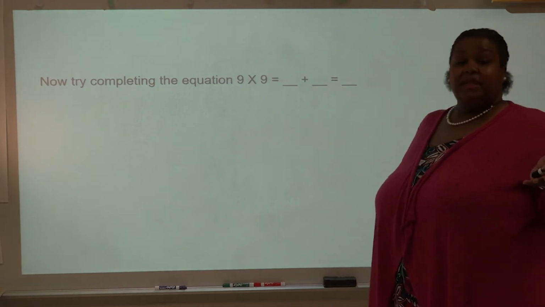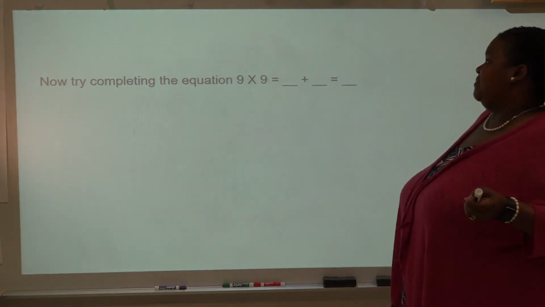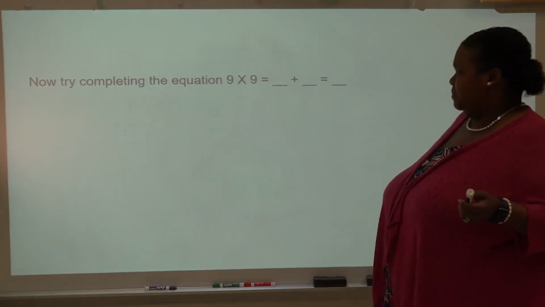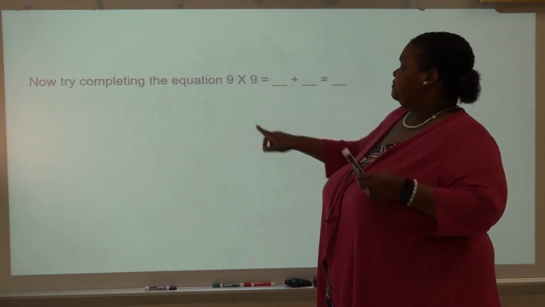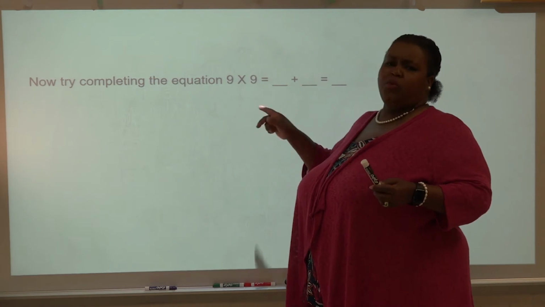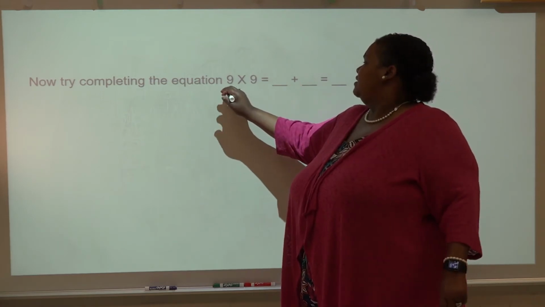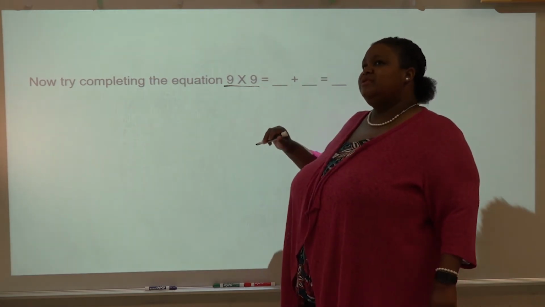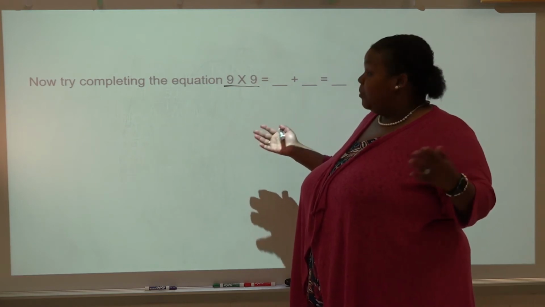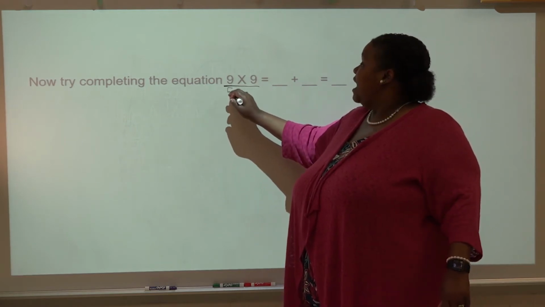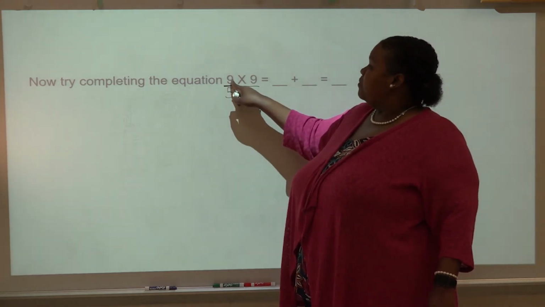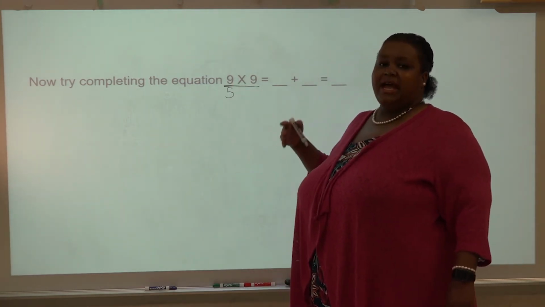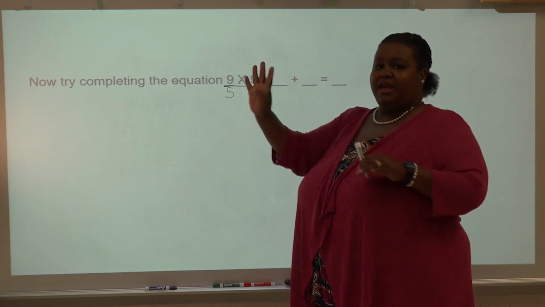Now try completing the equation 9 times 9 equals blank plus blank. Again, using that distributive property, I'm only going to break apart one of those 9s. Okay, let's do, I like my fives. I know my fives well. So 5, what would have to be the other factor if I broke my 9 apart into a 5 and a, hope you're saying 4.